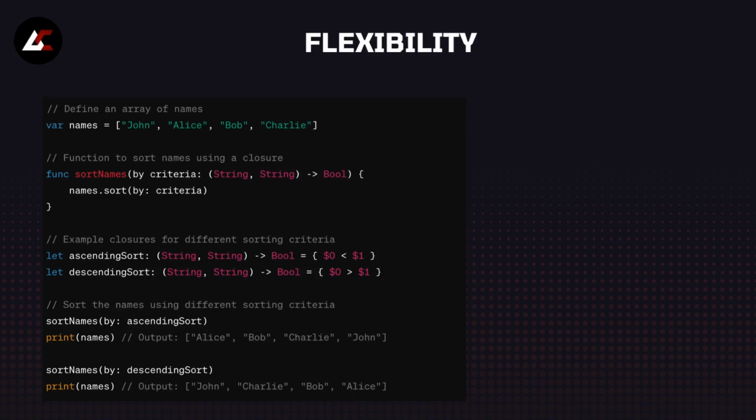We define two closures, ascending sort and descending sort, each representing a different sorting order. We use the sort names function to sort the names array using different sorting criteria. So closures here provide a flexible way to define sorting behavior at runtime. We can pass different sorting criteria to the sort names function using closures, making our code more versatile and reusable.